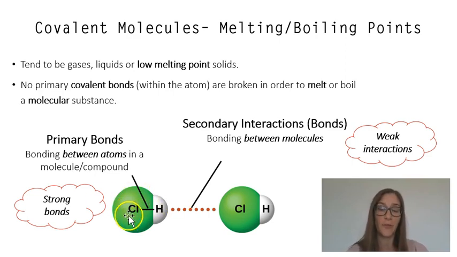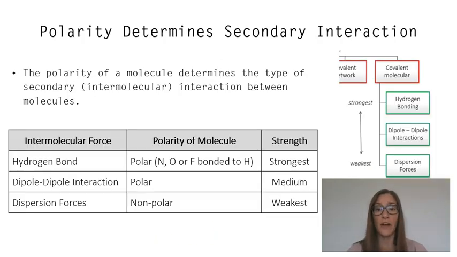Now, even though they have strong primary covalent bonds within the molecule, the secondary interactions between molecules are very weak. No primary covalent bonds, the ones within the atom or within the molecule, are broken in order to melt or boil a molecular substance. It's these interactions here, the secondary interactions, that dictate the melting and boiling points. The polarity of a covalent molecule determines the type of secondary or intermolecular interaction between the molecule.